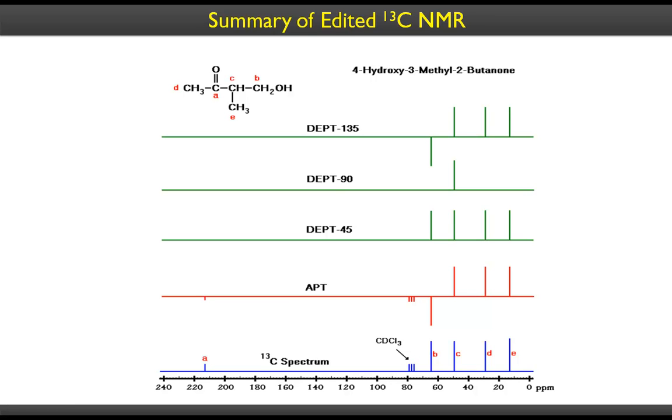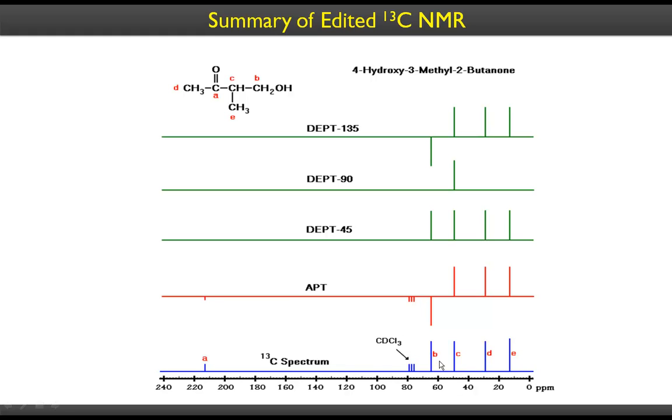Anyhow, this is the summary of all the techniques that we learned today, that is the broadband decoupled C13 spectrum. This is APT, this is DEPT 45, DEPT 90, DEPT 135. What is common to all of these? They're all carbon 13 NMRs, just that these are edited NMRs. This is broadband decoupled NMR. And what is not seen here is the off resonance spectrum that we saw, where hydrogens would couple to carbon 13, right? These 4 spectra would give the information that is otherwise missing in the form of off resonance spectroscopy, right?